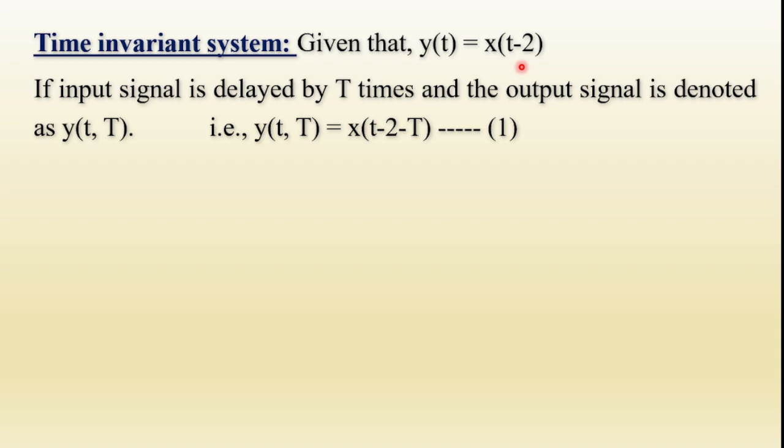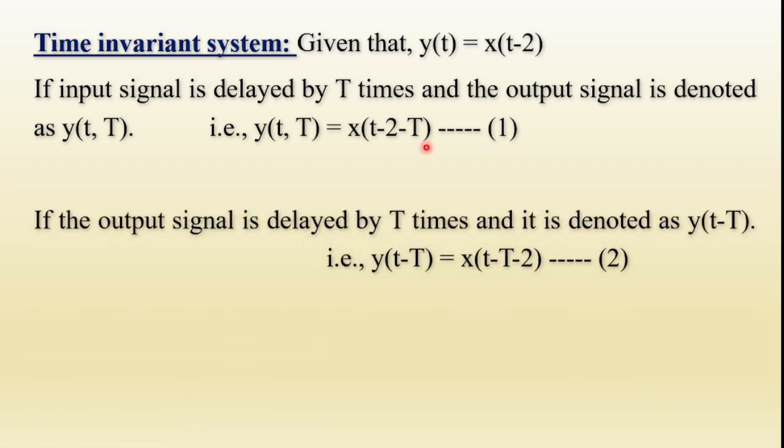Once again, the input signal. Now here what is the input signal? x of t minus 2 is the input signal. That input signal is delayed by capital T seconds. In this case, the resultant output signal is represented as y of t comma capital T. So y of t comma capital T is equal to x of t minus 2 minus capital T, since the input signal is delayed by capital T time. That is considered as equation 1.